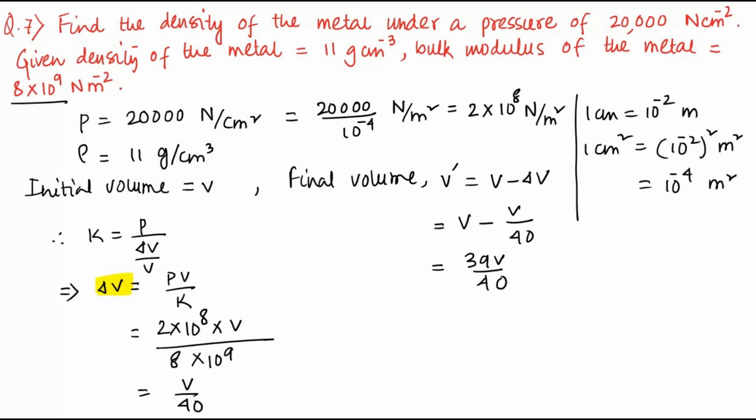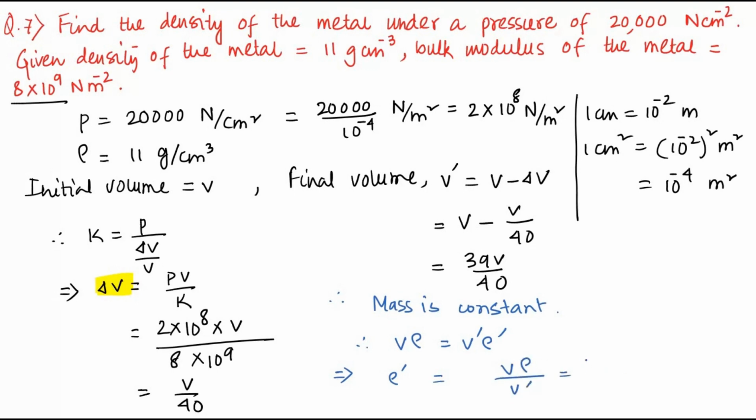And we know that mass is always constant, right? So mass is constant. So the initial mass is equal to the final mass. That means V into rho is equal to V dash into rho dash. So here rho dash is basically the final density of that metal, which we have to calculate here. So from here rho dash is equal to V into rho divided by V dash.